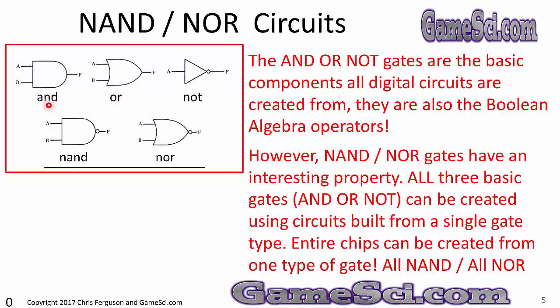The AND, OR, and NOT gates are the basic components all digital circuits are created from. They are also the Boolean algebra operators. However, the NAND and the NOR gates have an interesting property. All three basic gates, AND, OR, and NOT, can be created using circuits built from a single gate type. Entire chips can be created from one type of gate. You can build an entire CPU out of just NAND gates. Or you can build an entire graphics processor of only NOR gates.